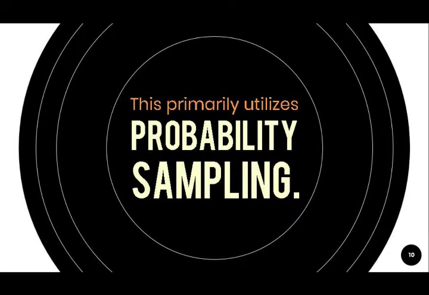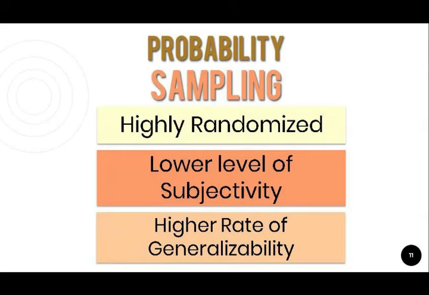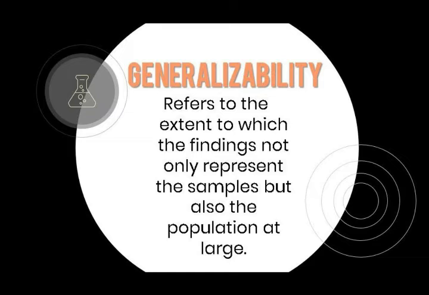As I mentioned, quantitative research primarily utilizes probability sampling. So what is probability sampling? It is highly randomized. At the same time, it lowers the level of subjectivity, which is common in qualitative research. And of course, we can generalize to an entire population because of good sampling. So, what is generalizability? It refers to the extent to which the findings not only represent the samples that we had, but also the population at large.